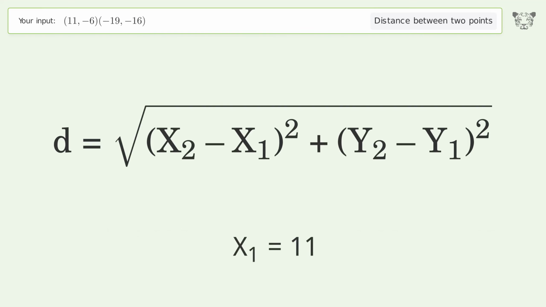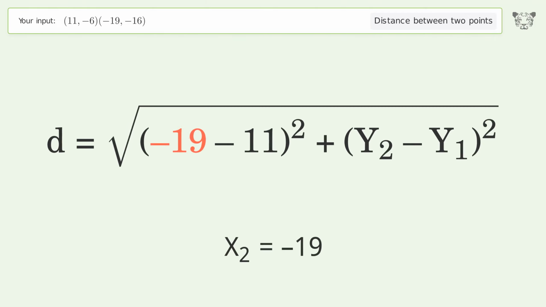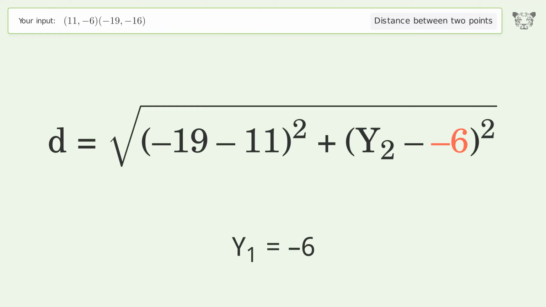x1 equals 11. x2 equals -19. y1 equals -6. y2 equals -16.